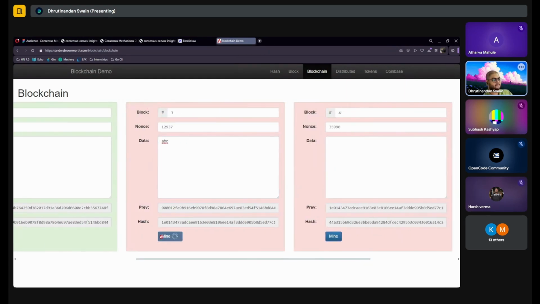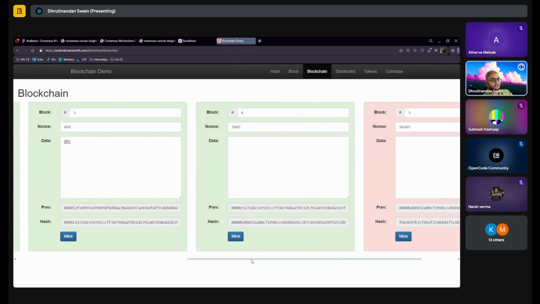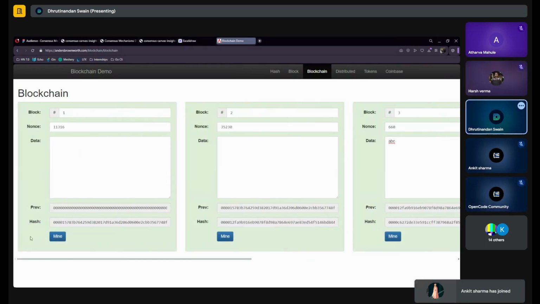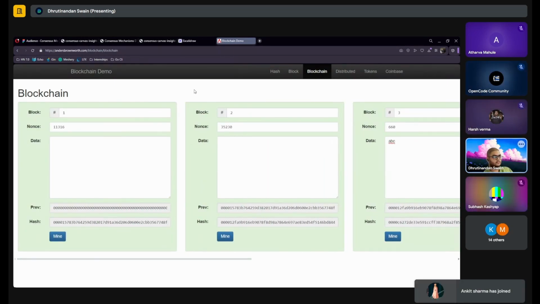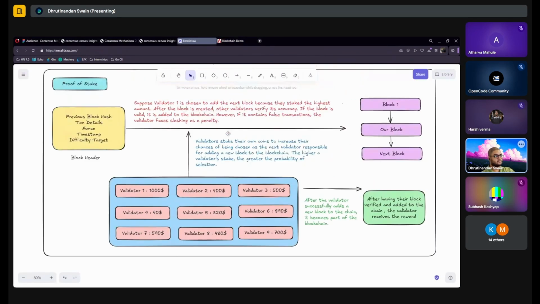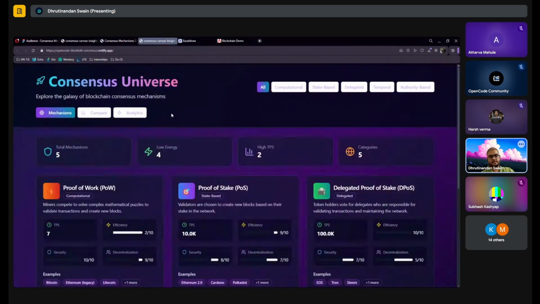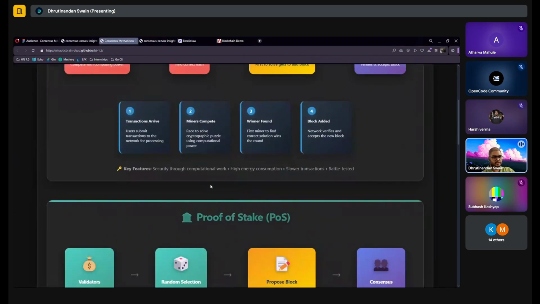If I mine it, I have to mine these blocks individually to correct their previous hash value and the current hash value as well. So here is the new blockchain. So this is all about how the hashing actually works and how it helps connect a block to its previous block. And this is about proof of stake, proof of history, visual representation, the site for understanding and going through the different consensus mechanisms, with the block style visual representation as well.